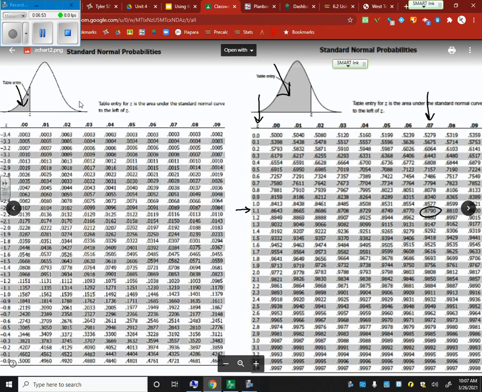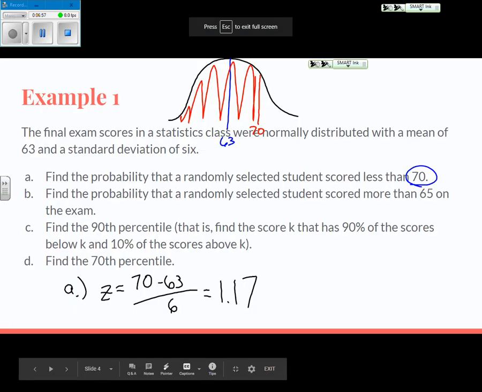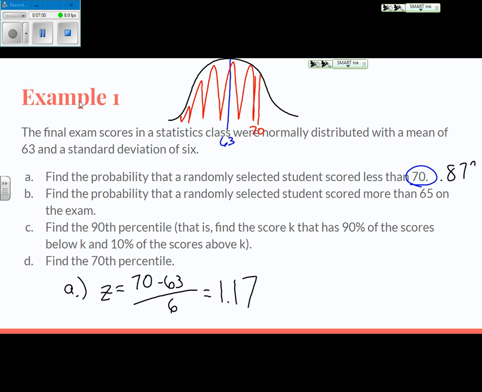All right, so let's go back. We're able to answer the first question. Find the probability. It would just be 0.879. 87.9% chance that if I randomly select a student, they scored less than a 70 on it. Not too bad, is it?